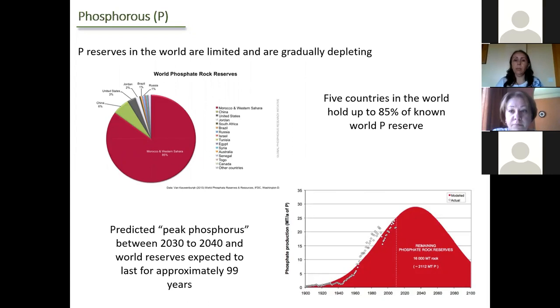At the moment, more or less 5 countries of the world hold up to 85% of the world phosphorus reserves. And it's predicted that the peak of phosphorus will occur between 2030 and 2040, and the world reserves of phosphorus will last for 100 years. So we also have this problem. We should use the total phosphorus that we have in the soil, because otherwise we won't have other kinds of solutions in the future.